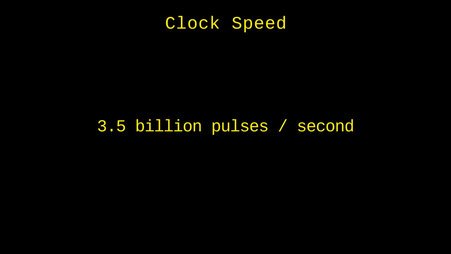3.5 billion pulses per second. Each pulse is like a heartbeat of the CPU. And on each heartbeat, something happens. An instruction gets fetched. A number gets added. A result gets stored. More gigahertz generally means more work done per second. That's why a faster processor often means a snappier computer.